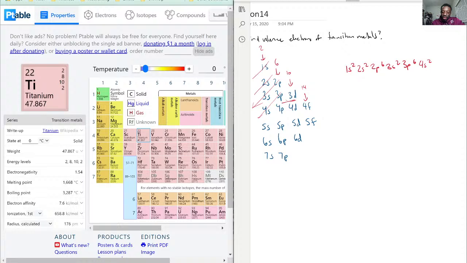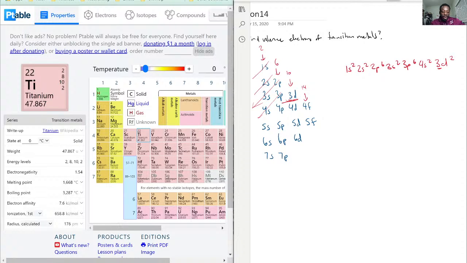The next is actually 3d, because once you get into the d orbital, you're actually technically one shell prior, but they're so close to each other in terms of the energy levels. That's why you have the 3d orbital so close to the 4s orbital. But for titanium, it'll be 4s2, 3d2.